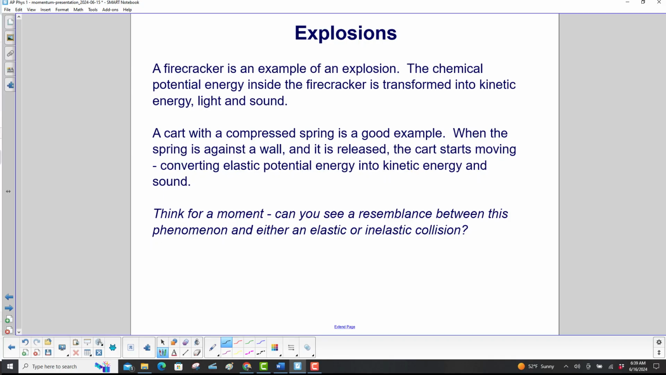A firecracker is an example of an explosion. The chemical potential energy inside the firecracker is transformed into kinetic energy, light, and sound. A cart with a compressed spring is a good example. When the spring is against a wall and it is released, the cart starts moving, converting elastic potential energy into kinetic energy and sound. Think for a moment. Can you see a resemblance between this phenomenon and either an elastic or inelastic collision?